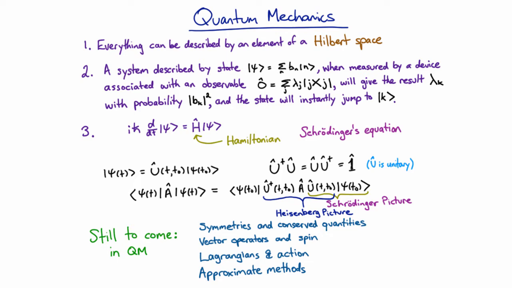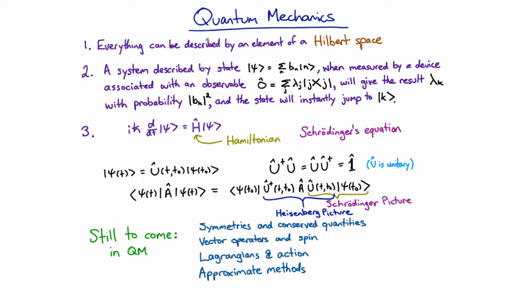We also had a look at different pictures. Previously you probably learned about the Schrödinger picture in quantum mechanics. You've also learned about the Heisenberg picture and indeed the interaction picture, and they're just different ways of breaking up expectation values and grouping the evolution either with the operators or the states.